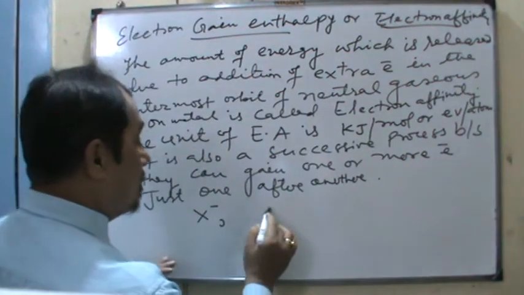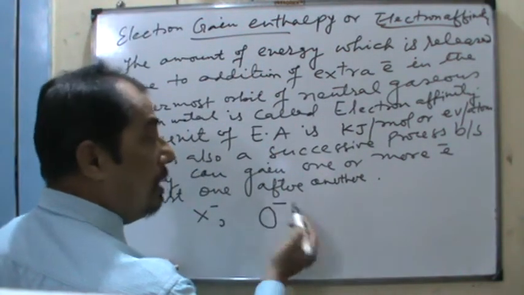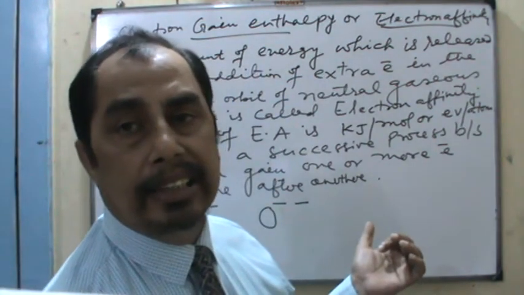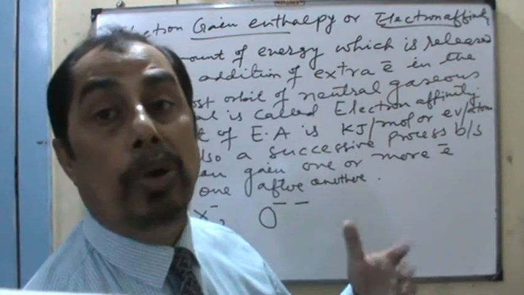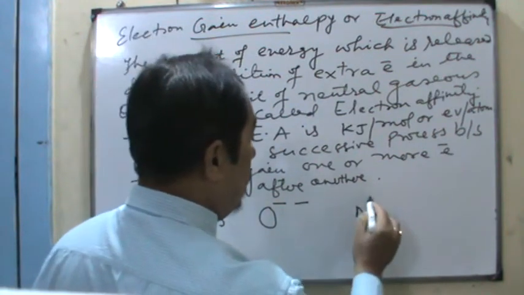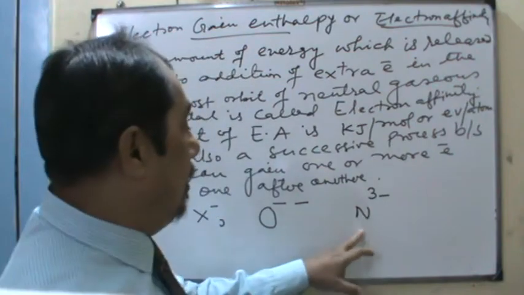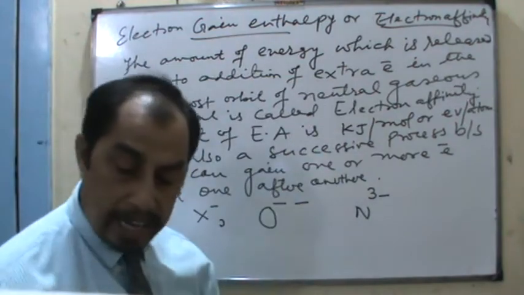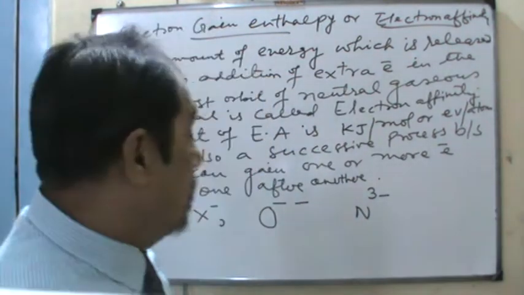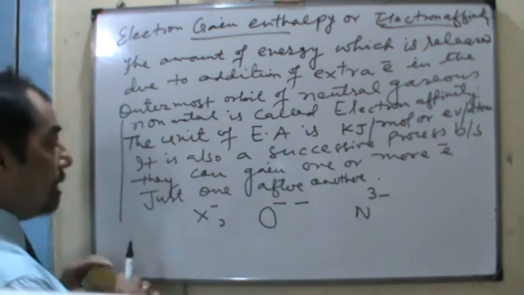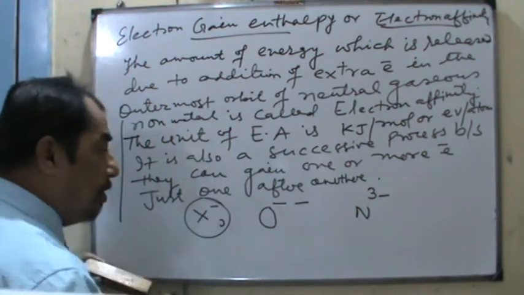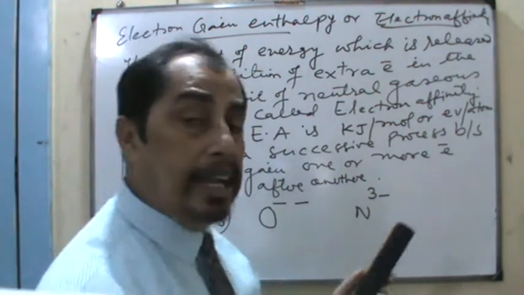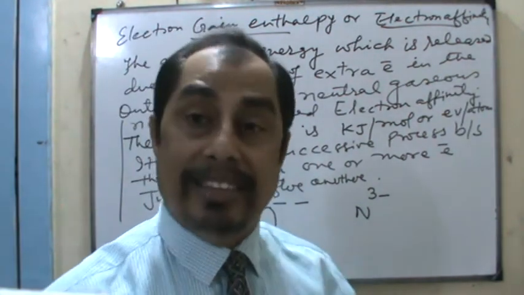So far as oxygen is concerned, first it will gain one electron, and again it will gain another electron. It becomes the oxide ion, and attains a state of stability like neon. And just like nitrogen, 3 negative. Right, so it is a successive process. An atom can gain one or more electrons, but one after another. But see, it is easy to gain the first electron, it is a bit difficult to gain another electron, and it is again very, very difficult to gain the third electron.